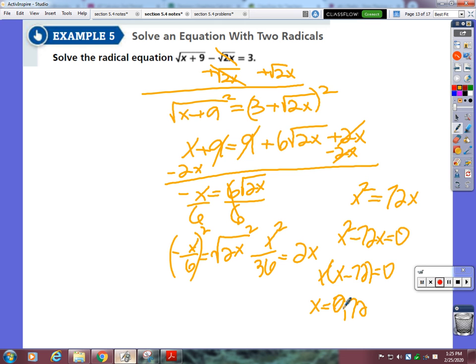Okay? Spoiler alert, 72 doesn't work, because if I plug 72 into the first square root, I get 81, and the square root of that is 9. If I plug 72 into the second one, I get 144, and the square root of that is 12. And sadly, 9 minus 12 is negative 3, not positive 3. So after all that work, the only thing that fits is dumb old 0. Yeah, it'd still be a 9 underneath there, and then the square root of 9 is 3. So yeah, so it still works.